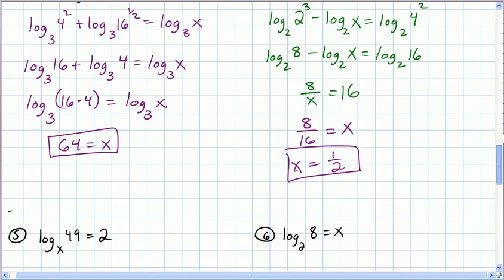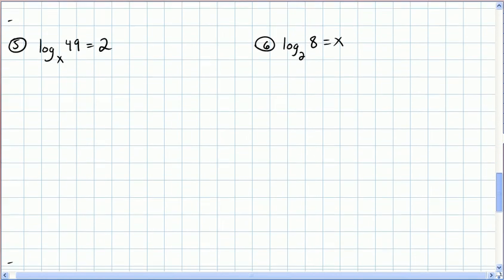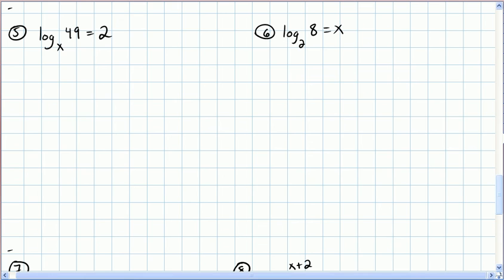Next two. What we want to do here is put our log into exponential form. So it's going to turn into x squared equals 49. So x will equal plus or minus 7. We cannot have a negative base though, so 7 is the one that we want.